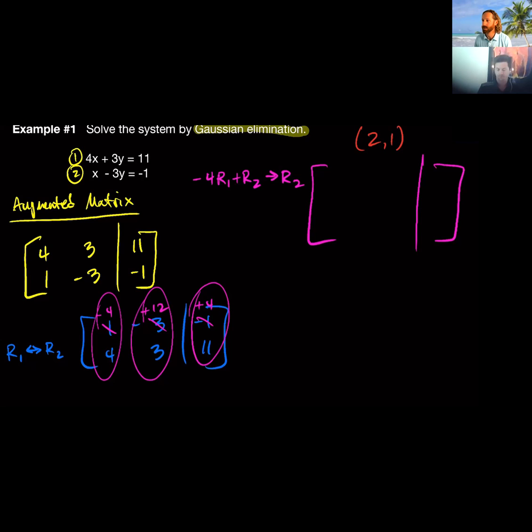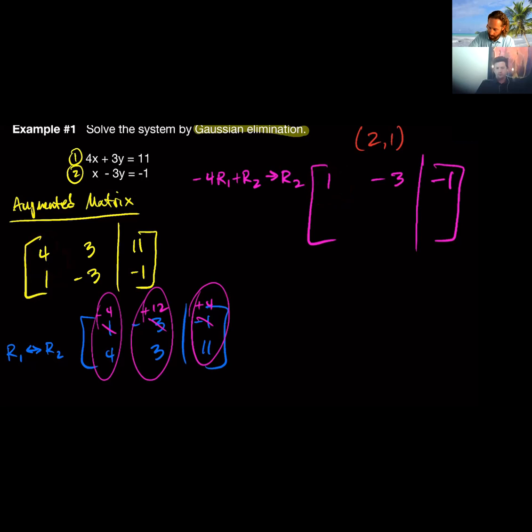Okay? So that row 1 is going to stay the same: 1, negative 3, negative 1. I didn't change row 1. I used row 1 to add to row 2 to get a new row 2. A lot of people, that throws them off. They're like, whoa, whoa, whoa, you're supposed to have the negative 4, 12. No, I wanted this one there. That's why I did the first step and switched these.